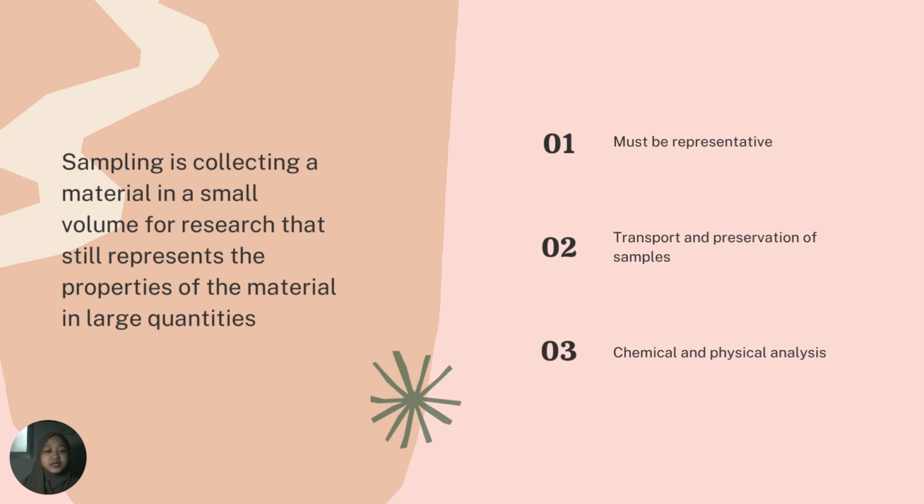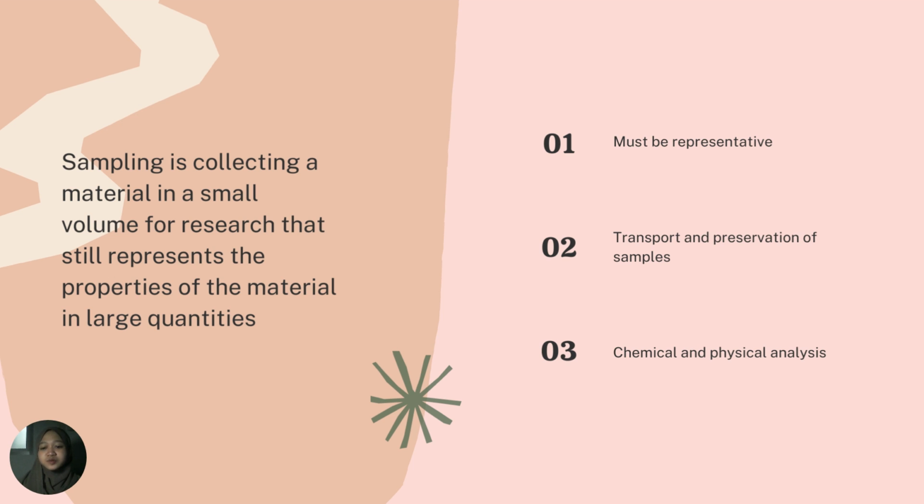Sampling is collecting a material in a small volume for research that still represents the properties of the material in large quantities. There are steps to sampling. First, make sure that the sample is representative. Taking samples must be representative, meaning that the material to be studied must be representative of the material in large quantities.